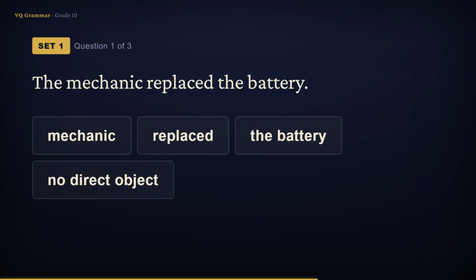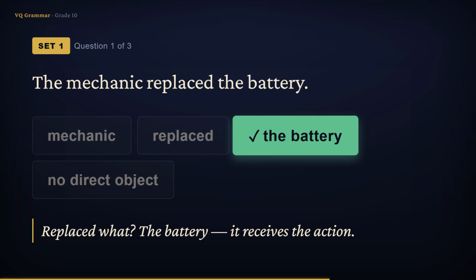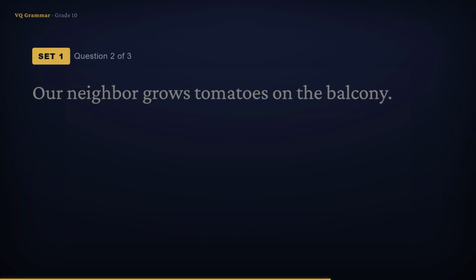Here is the sentence. The mechanic replaced the battery. Find the action verb first. Replaced. Now ask the question. Replaced what? The battery. That answer receives the action of the verb, so the direct object is the battery.